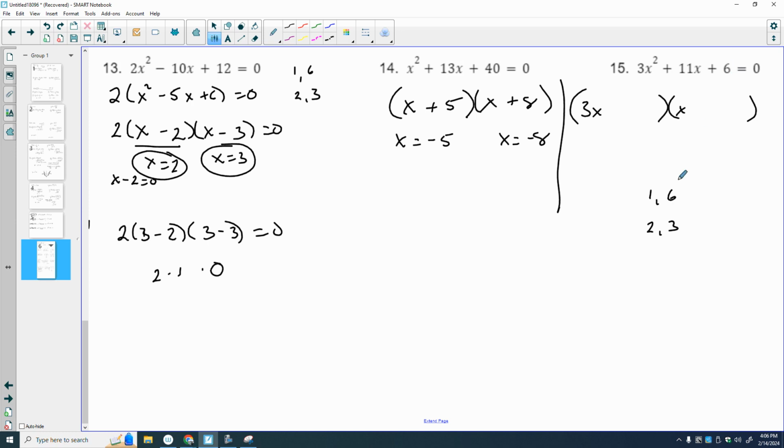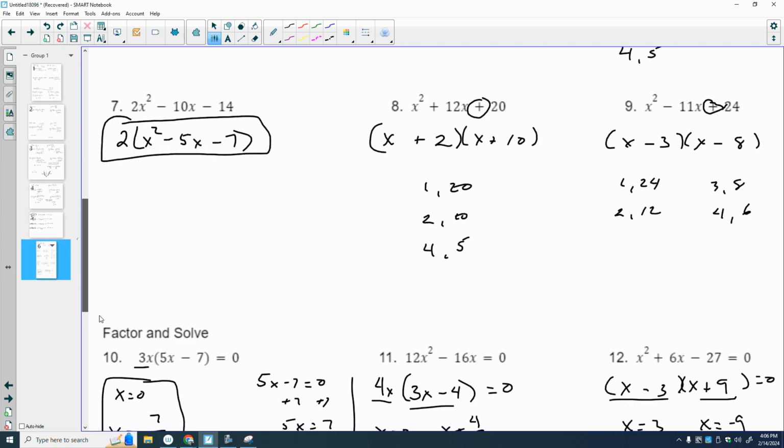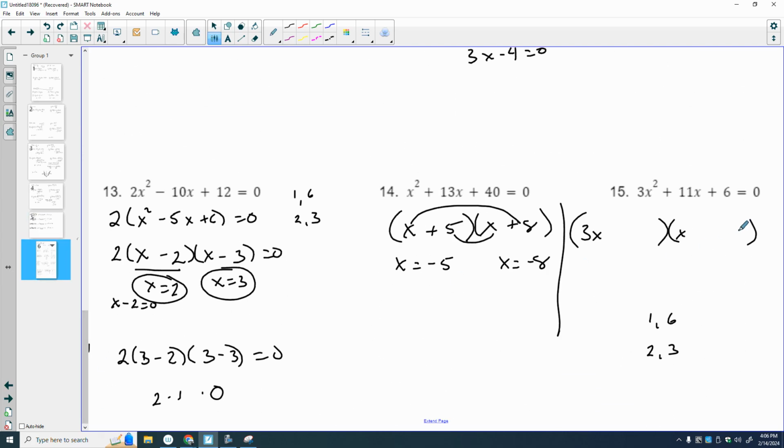So next thing, how do I get 6? 1 and 6, 2 and 3. Just like we've been doing on all these problems, same concept. When I multiplied this together and got 8x, and I multiplied this together and I got 5x, right? When we multiplied this together and got 2x, and this gives me 3x, and I add them together to get the middle terms. So whatever I put over here gets multiplied by 3. Whatever I put here gets multiplied by x.